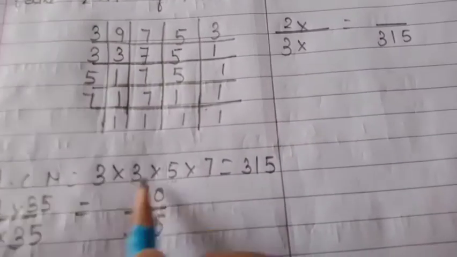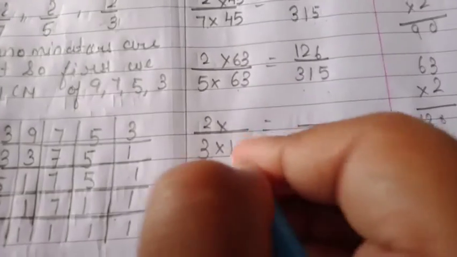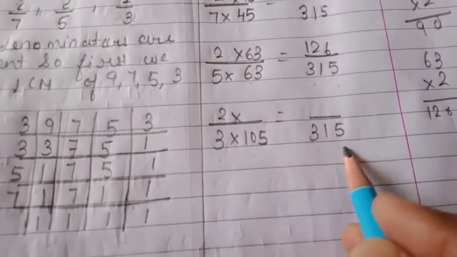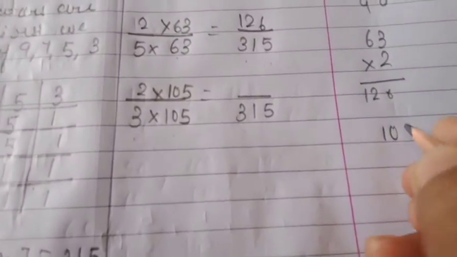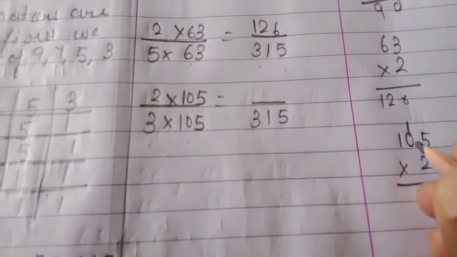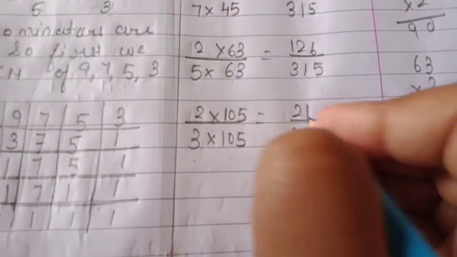So 315. So 3 is there. So remaining all we will take: 3 5s are 15, 15 7s are 105. So we will multiply: 3 105s are 315. In the numerator also we will write 105 multiplied by 2. 2 5s are 10, so 0. This 1 we will bring down. 2 1s are 2. So 210.